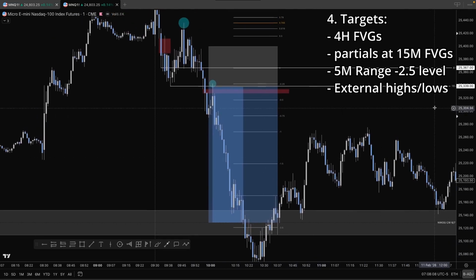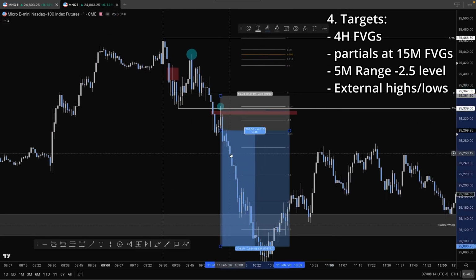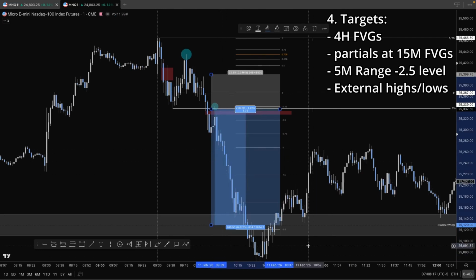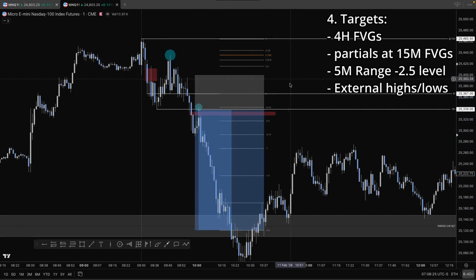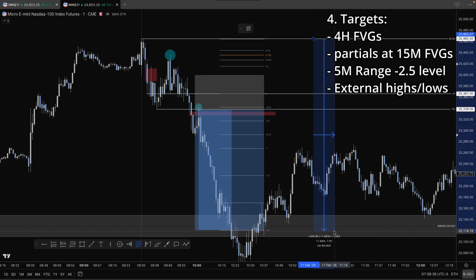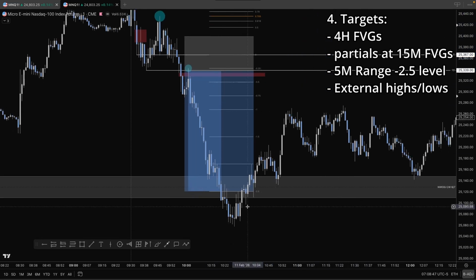For me, I noticed we often get a strong move to the minus 2.5 level of the 5-minute range. So 2.5 times the 5-minute range. So this, what is it? Roughly 100 points. And this move, roughly 300, 400. So maybe even minus 3. And I usually target that.